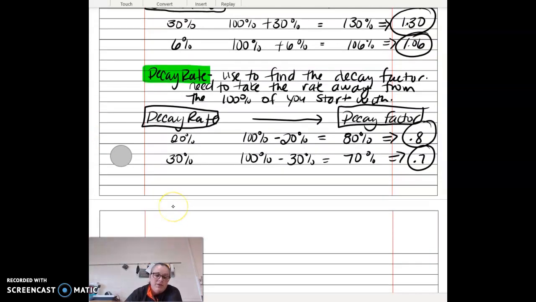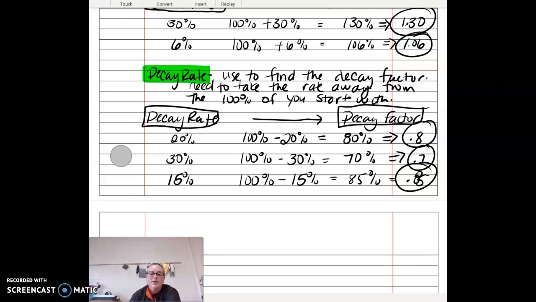One more. So if I gave you, I don't know, 15%, so you had 100% of what you started with, take away the 15%, which gives you a decay percent of 85%. As a decimal, that would be 0.85. Let me see if I can fix that. There we go. And then these would go into your equation.